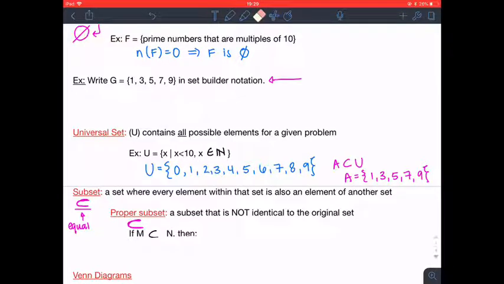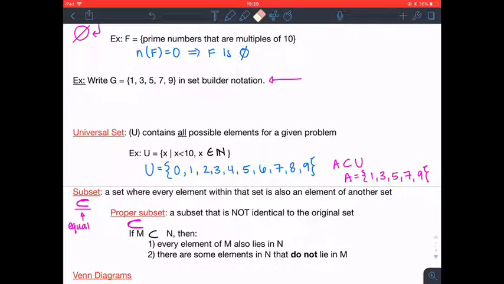Some important notes. If something is a subset of another one, then two things happen. One, every element in the smaller set lies in the bigger one, so every element in this example lies in our universal set. And two, there are some elements in the larger one that do not lie in the smaller, which is true for this example up here as well.